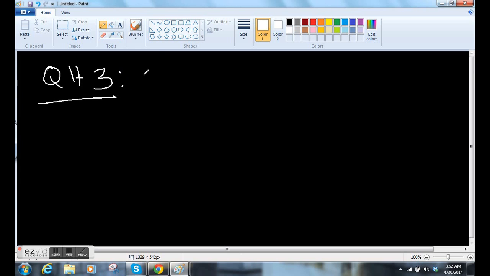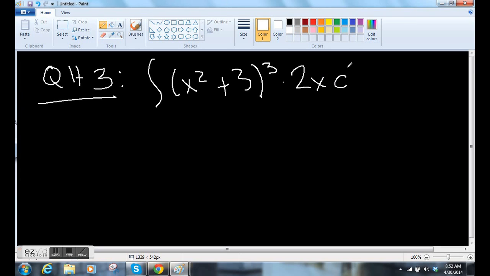Question number 3. The integral of x squared plus 3 cubed times 2x dx. This is your problem. This is from the 10th edition textbook, and I am looking on page 762. Here's the problem. So this is pretty messy looking, and initially you guys might not like the way it looks, but I'm going to show you this power rule trick, how to make it work.